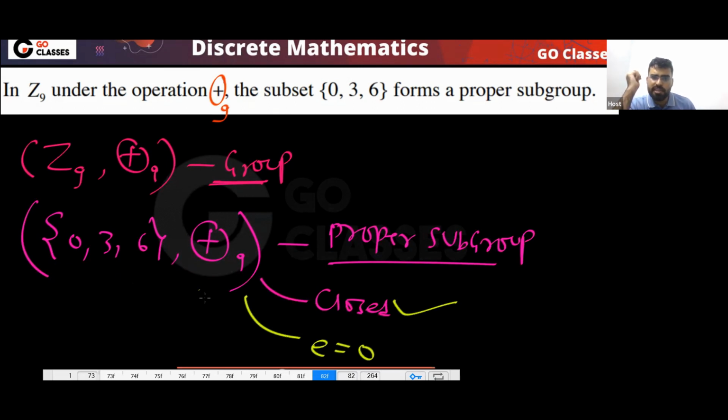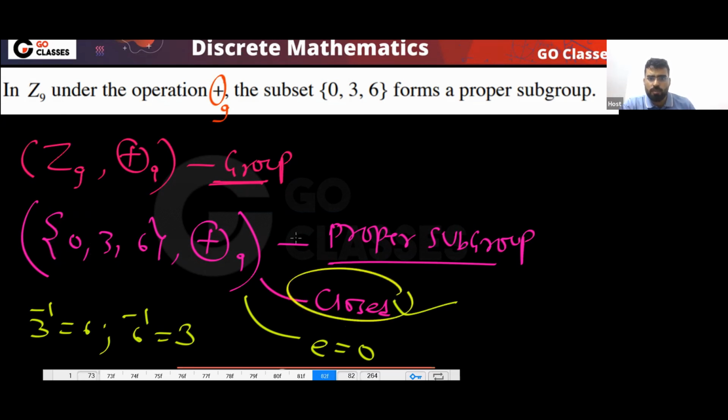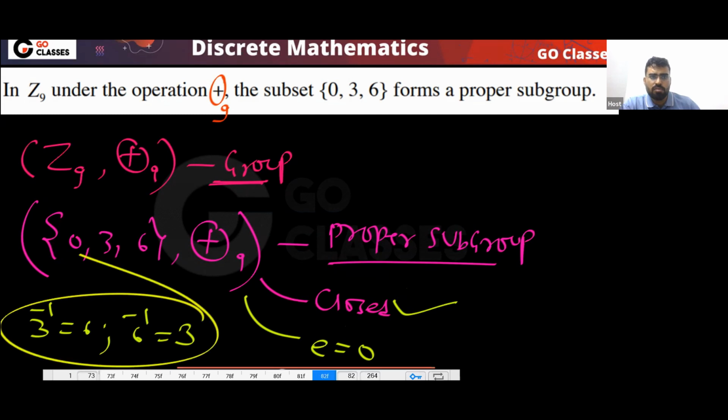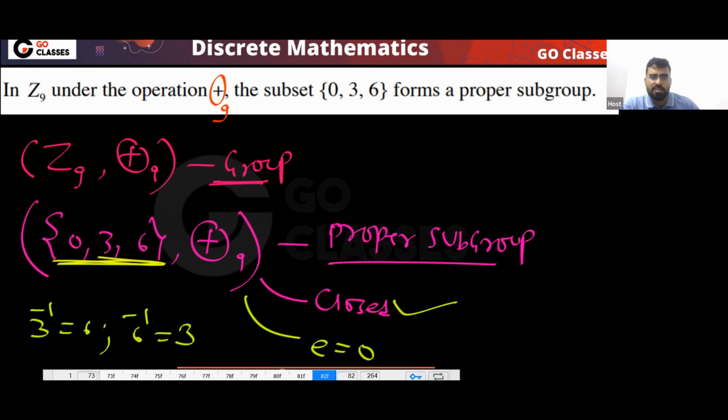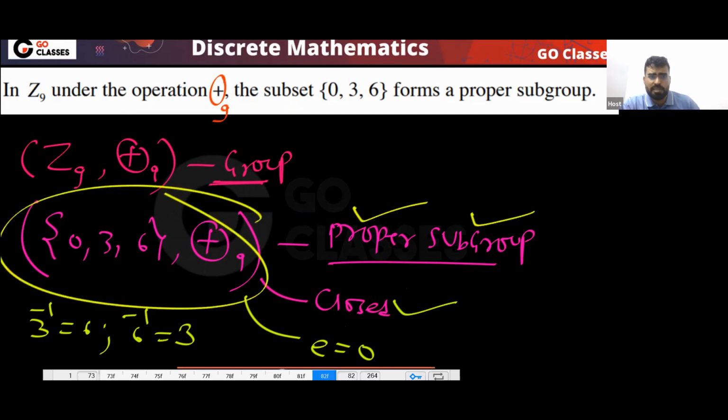And you can notice the identity element you have taken, and 3 inverse is 6, 6 inverse is 3. So every property is satisfied. You don't have to check the associative property. Never check the associative property. Just check the closure property, that the identity element is taken, and also every element has an inverse. So I can say this is a proper subgroup because it is not Z9. This is a proper subset, which is a group.